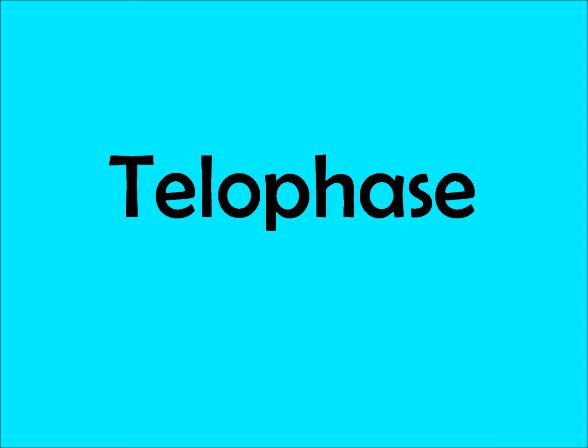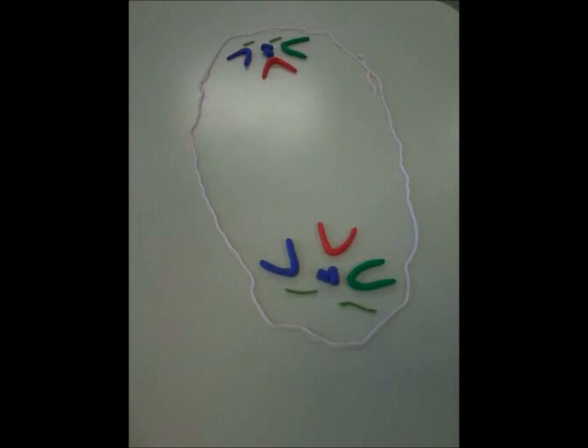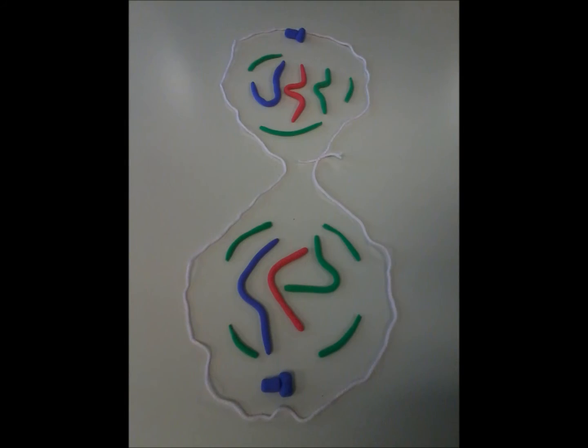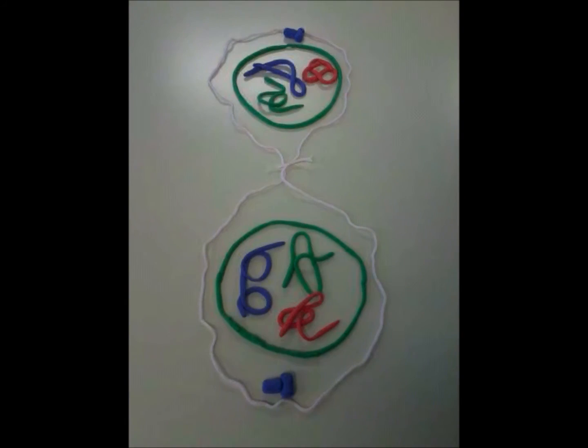The cell begins to stretch out and create a furrow in the telophase, the final stage of mitosis. The spindle fibers dissolve and the chromosomes decondense into chromatin. Then the nuclear envelopes begin to reform on opposite sides of the cell.